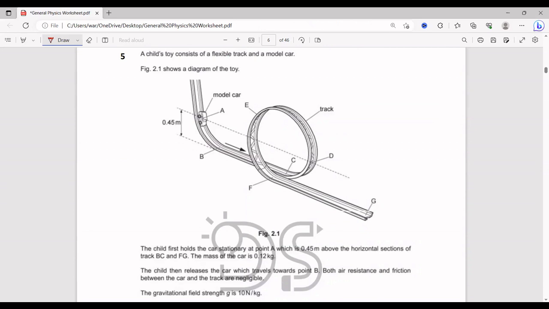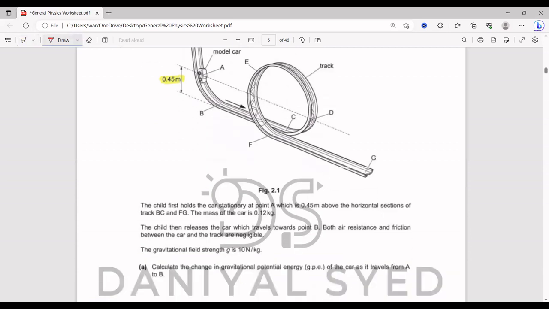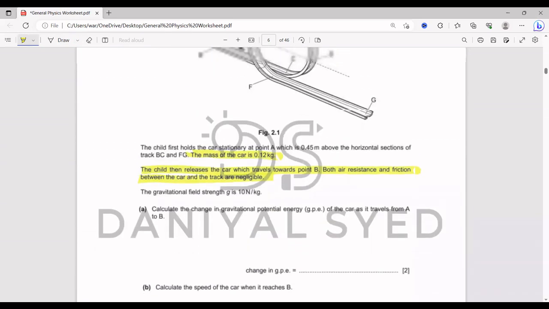Now, in the next part, a child's toy consists of a flexible track and a model car. Figure 2.1 shows a diagram of the toy. The toy is released from a height of 0.5 meter. Now, students, the child first holds the car stationary at point A, which is 0.45 meter above the horizontal section of the track BC and FG as shown in the diagram, which I marked for you. The mass of the car is 0.12 kg. The child then releases the car, which travels towards B. Both air resistance and friction between the car and the track are negligible.